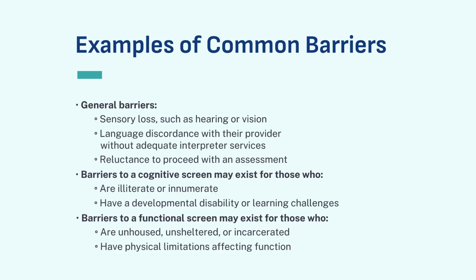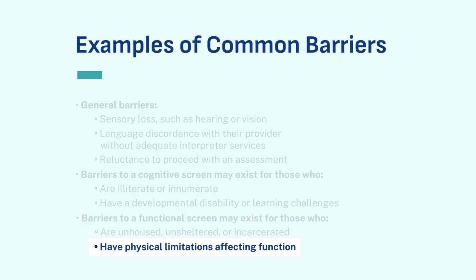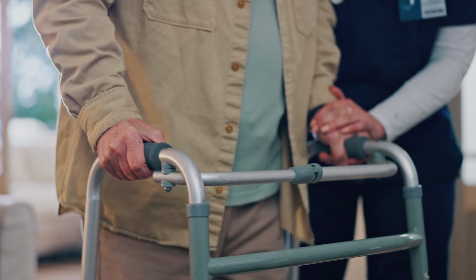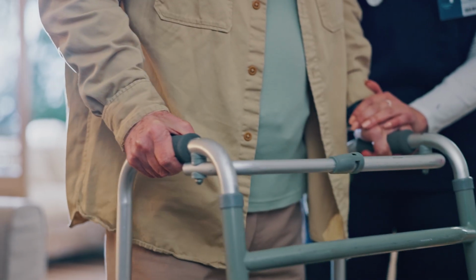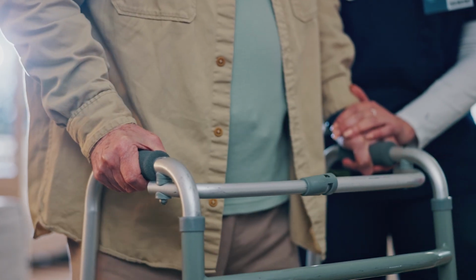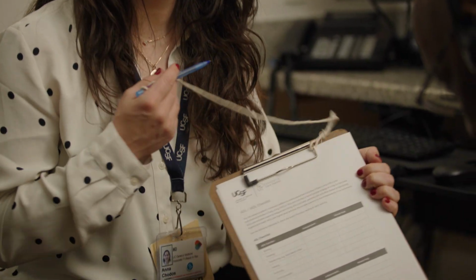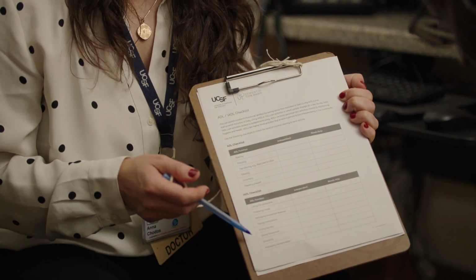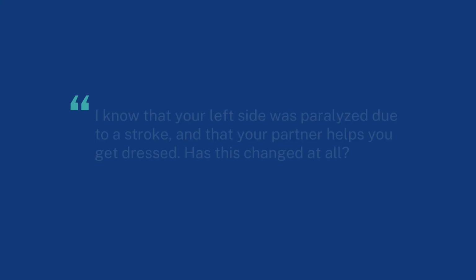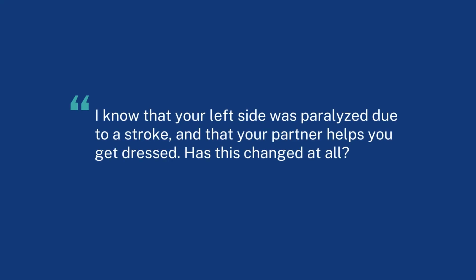Let's say you have a patient with limitations in gait that precedes their cognitive complaints. In other words, they might have difficulties with activities of daily living at baseline, not due to new cognitive complaints. In this case, the questions asked about activities of daily living, instrumental activities of daily living, would need to be adjusted to their disability. You might ask, I know that your left side was paralyzed due to a stroke and that your partner helps you get dressed. Has this changed at all?